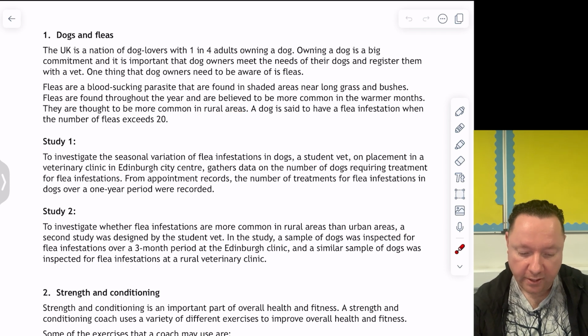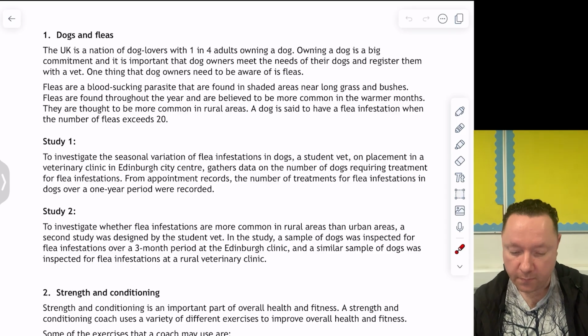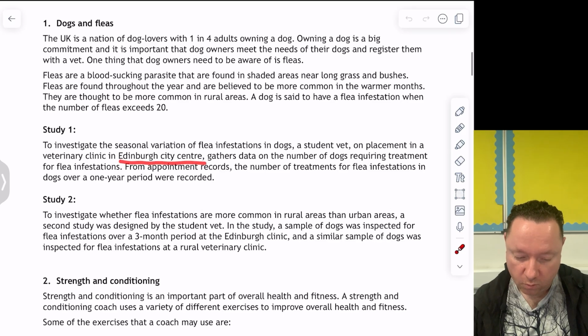Study 1. To investigate the seasonal variation of flea infestation in dogs, a student vet on a placement in a veterinary clinic in Edinburgh City Centre gathers data on the number of dogs requiring treatment. From appointment records, the number of treatments for flea infestations in dogs over a 1 year period were recorded. Seems good enough for a whole year. But where did we do it? Only in Edinburgh. So watch out for that.